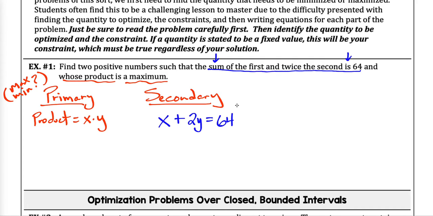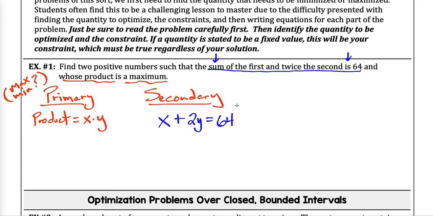Andrew? What do I do from here? Any thoughts? I got two things written down. I don't know how that helps me. Would you solve for y so that it'd be like a function? Okay. Oh, just to make it look like y equals a function? Yeah. Not a bad thought.